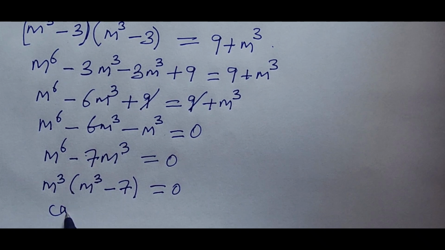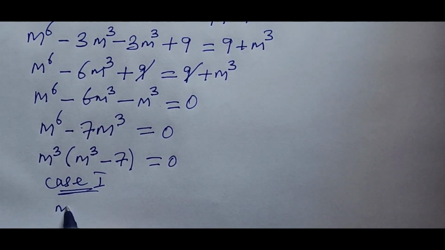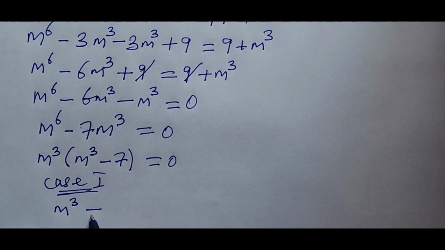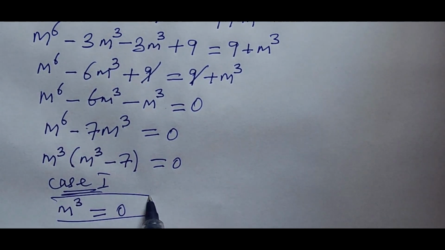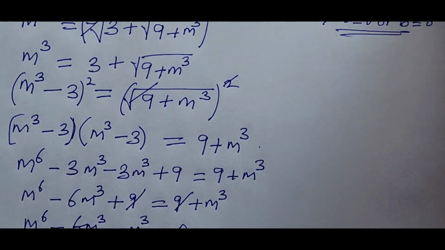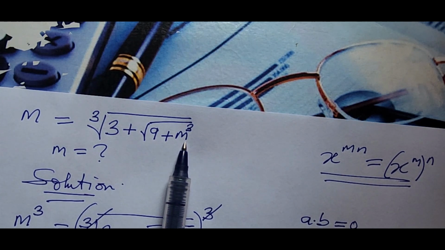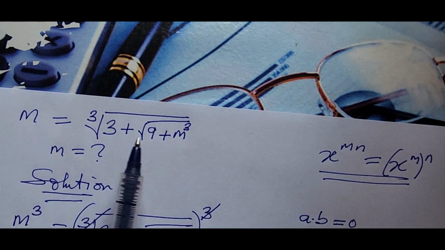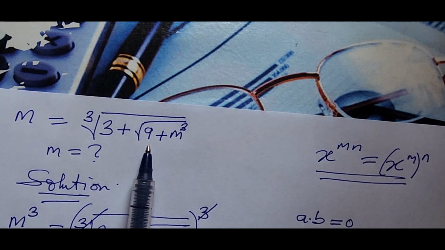So our case 1, we're going to have m to the power of 3 equal to 0. So we have to check if this will actually satisfy the original equation. What is our original equation? Look at it here. If we decide to put 0 here, then we put 0 here, then here is going to give us square root of 9, and the square root of 9 will give us 3.